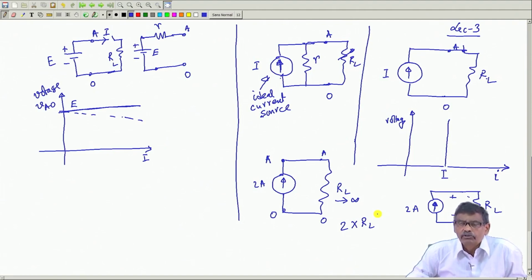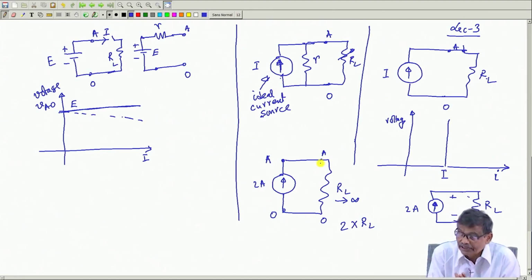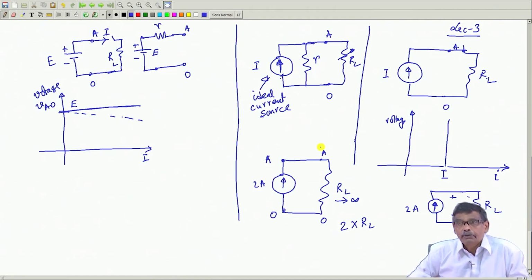Therefore, if a current source is really available, then it should not be kept open circuited, because across A and O a high voltage will exist, which may be very dangerous to the persons who are using the current source and making a circuit like that. It should never be open circuited.